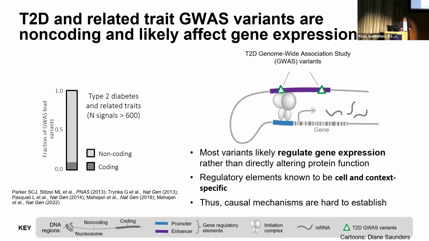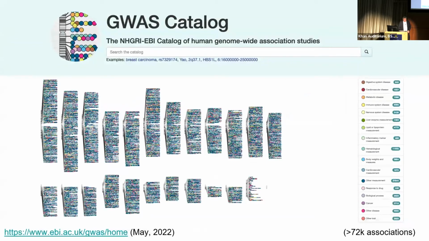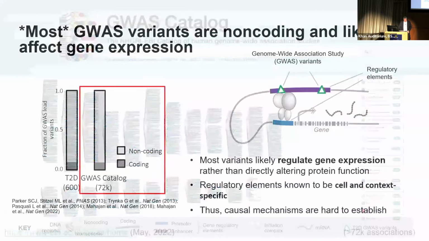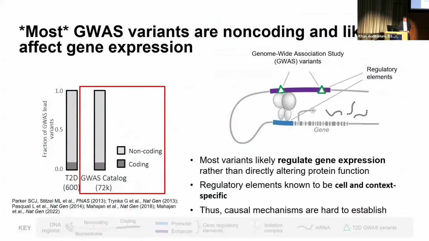And I want to back up a little bit and say that T2D is not the only disease or trait for which GWAS has been performed. If you look at a recent release of the GWAS catalog, there are over 72,000 documented genetic associations with some sort of disease or a quantitative trait. And if you look at all of those associations throughout the GWAS catalog, it's exactly the same picture as T2D. They're nearly all non-coding.